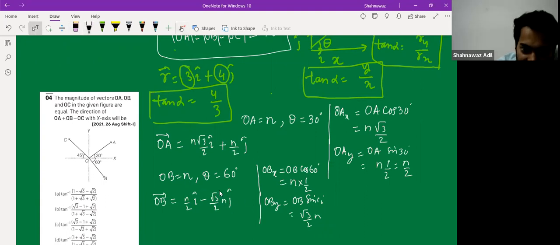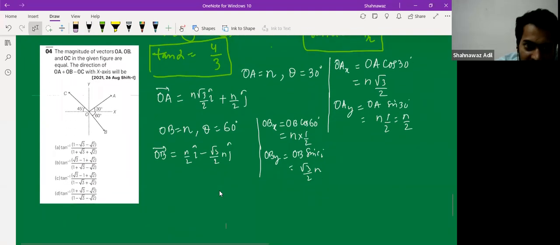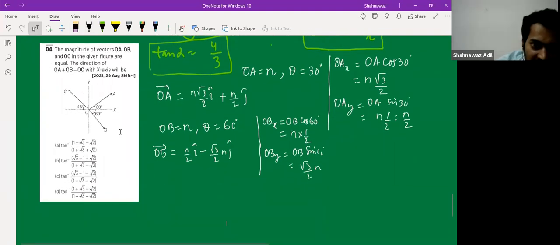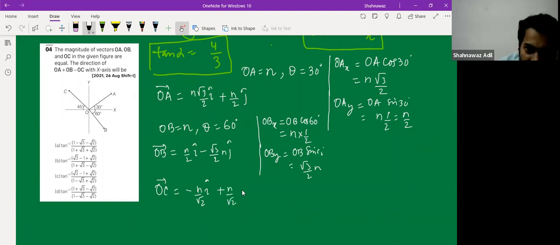Okay. And the last thing that we need to calculate is OC. So let's try to do it directly as Heather suggested. OC will be what? Minus n by root 2 in the x component, and n by root 2 j component, the y component. Yes, so this is OC.